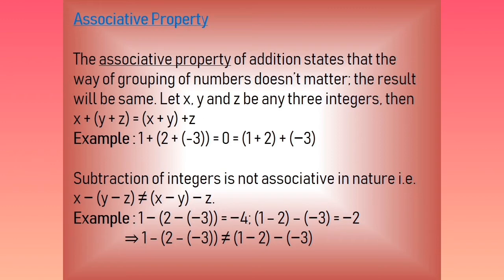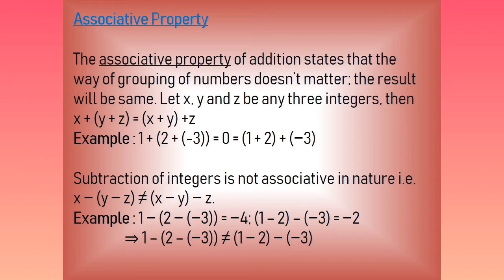Associative property. The associative property of addition states that the way of grouping of numbers doesn't matter. The result will be the same. Let x, y and z be any three integers, then x + (y + z) = (x + y) + z. Example, 1 + (2 + (-3)) = 0, that is equal to (1 + 2) + (-3).